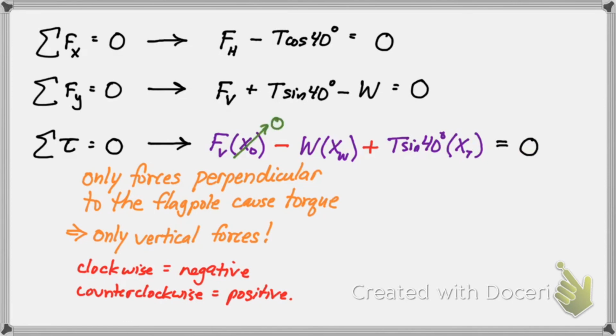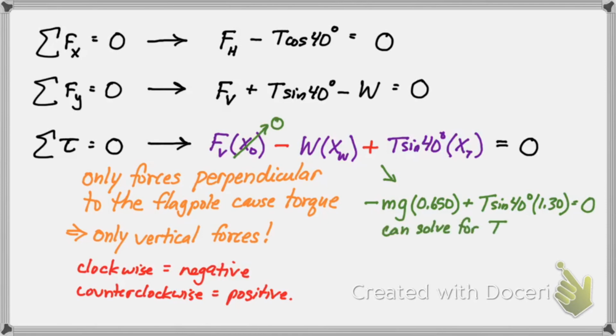Now, we can get rid of that first term because it is at x equals 0, so we don't even need to concern ourselves with it. And then we can plug in mg for the weight, 0.65 for the distance over to the weight, and 1.3 for the distance over to the tension. We have all of those numbers except the tension itself. The torque equation almost always is the most important equation. It's the first one that's going to give you one of your unknowns. In this case, it allows us to calculate the tension in that cable.